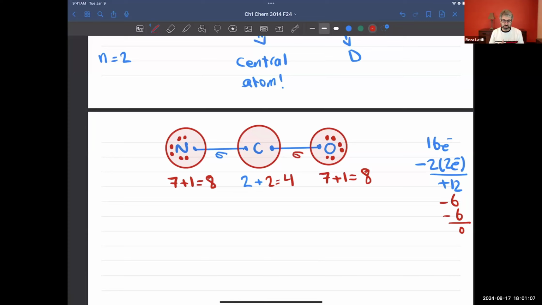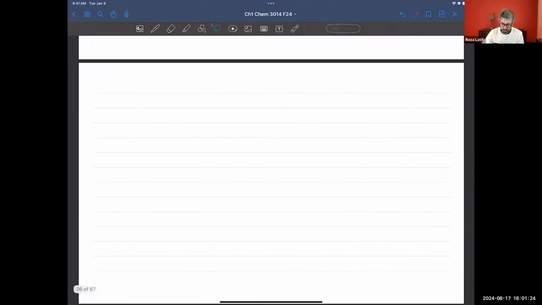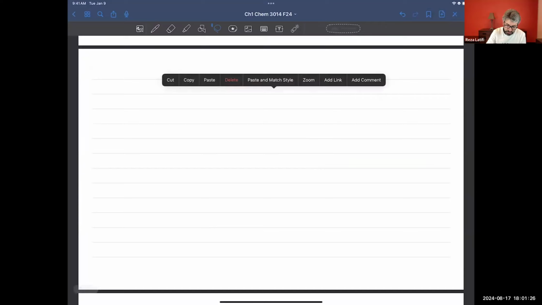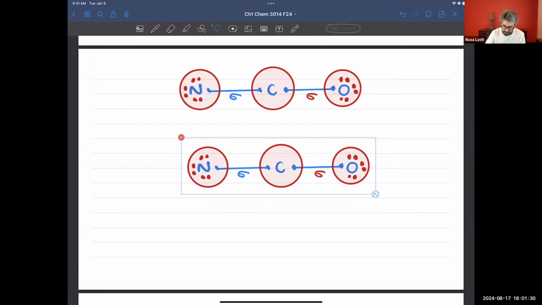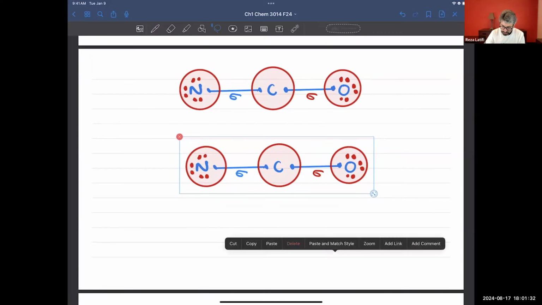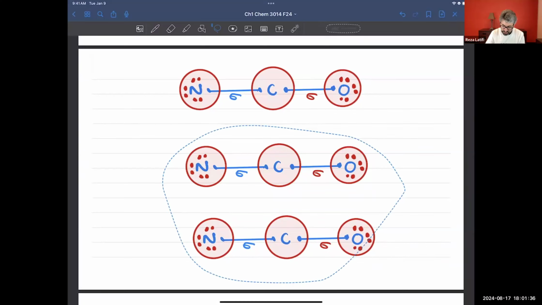Okay, what's the solution for it? You're going to write here, you're going to write reference, and you say, this is my reference. I'm going to take this structure, and I will copy paste it to another page. Okay, so let's copy paste this one. And I will do it 3 times because I have 3 options. Okay. Now, what's the first option?